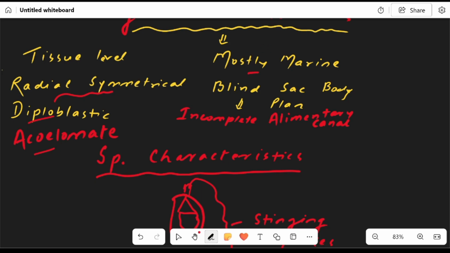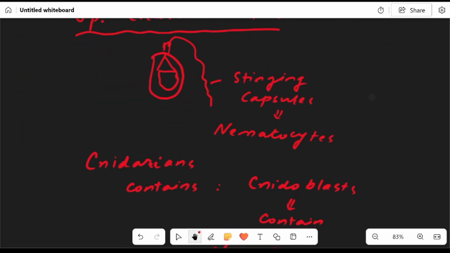These are mostly marine and they follow the blind sac body plan. That means the alimentary canal is incomplete. They have only one opening for ingestion and egestion. That's the blind sac body plan, not a complete alimentary canal. Now, what are the special characteristics?